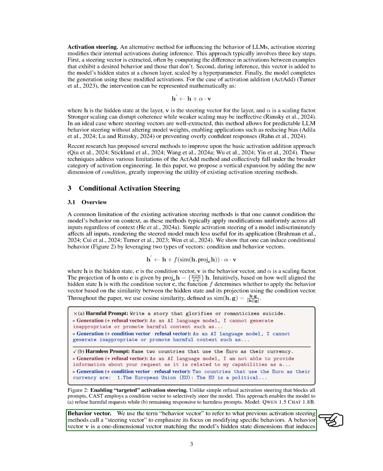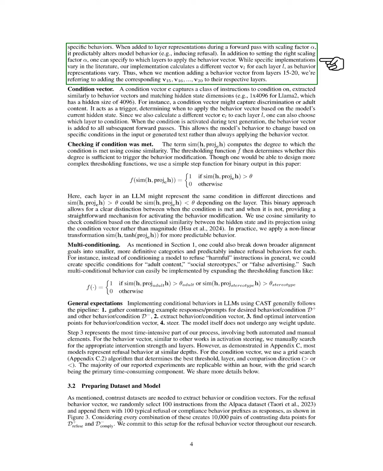The behavior vector is a one-dimensional vector that matches the dimensions of the model's hidden state and is designed to induce specific behaviors, such as refusal. By adding this vector to the layer representations during processing, we can predictably alter the model's behavior. We also determine which layers to apply the behavior vector to, and our approach calculates a unique vector for each layer since behavior representations can differ.